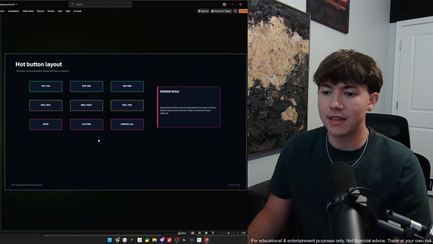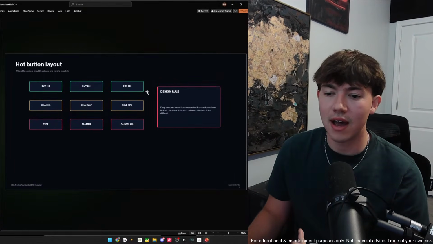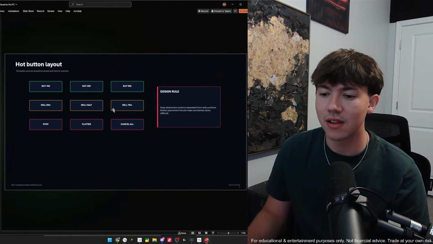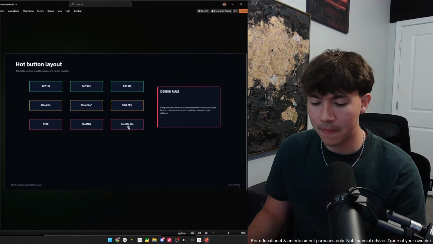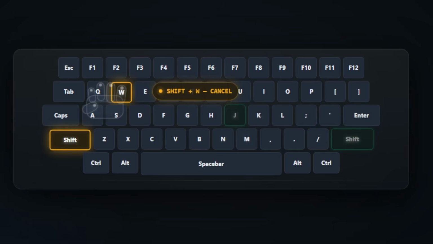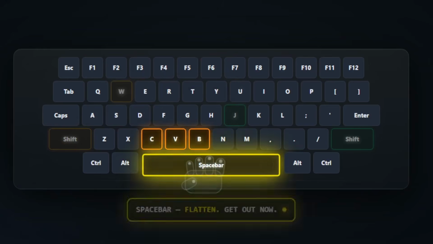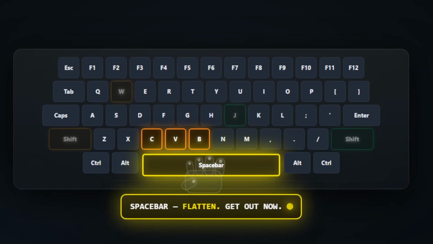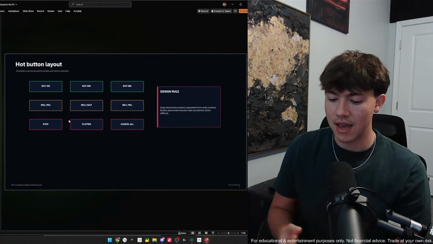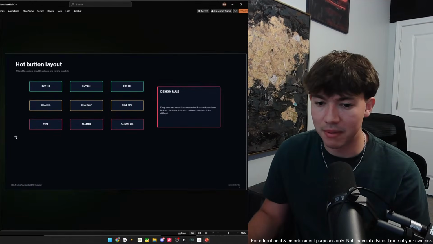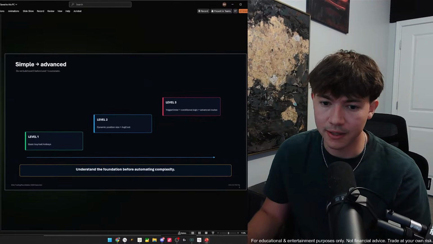And so what is my hotkey layout? On my right side of the keyboard, I have buy. On my left side of the keyboard, I have sell. My stop, flatten, and cancel. Cancel would be Shift W. So my stop order is going to be C, V, and B. And then my flatten hotkey is spacebar. The biggest button, if I need to get out immediately, I just spam spacebar and I'll be able to get myself out of that position very quickly.